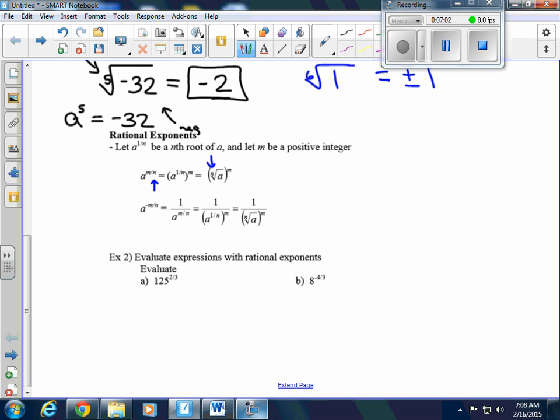And the rules for exponents, we have a negative exponent. Again, we can never have a negative exponent, so we move it to the bottom. It becomes positive, 1 over a to the m, and then we do everything exactly the same.